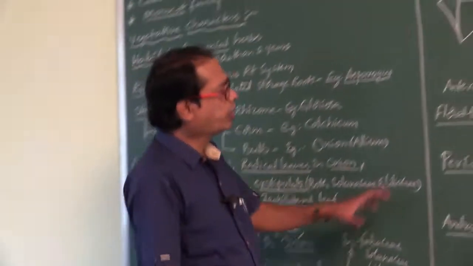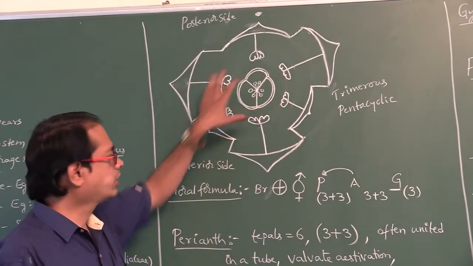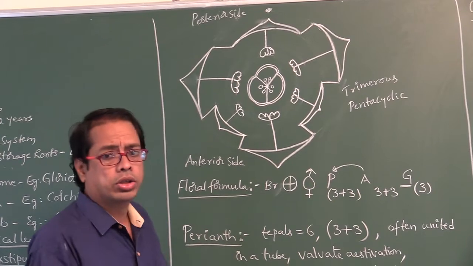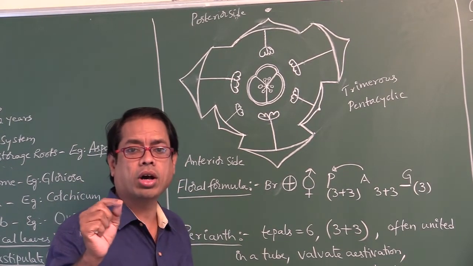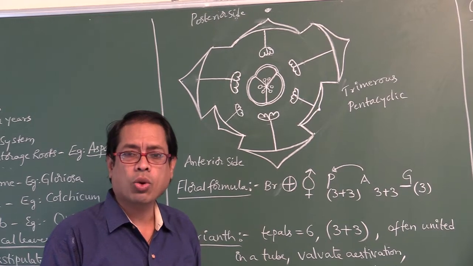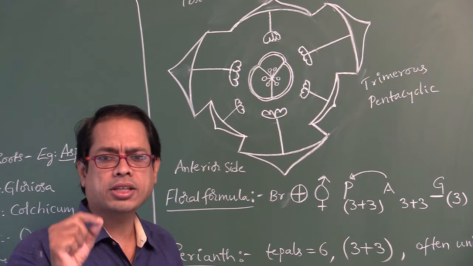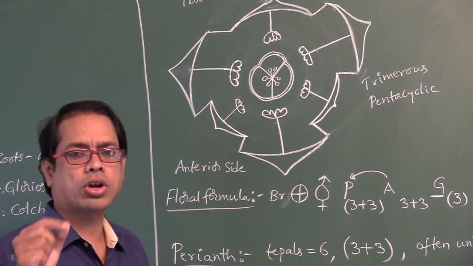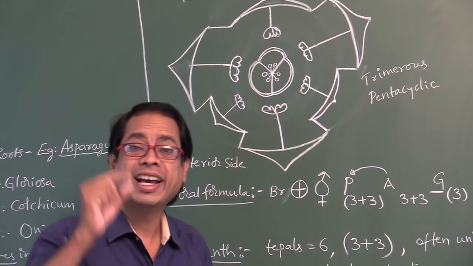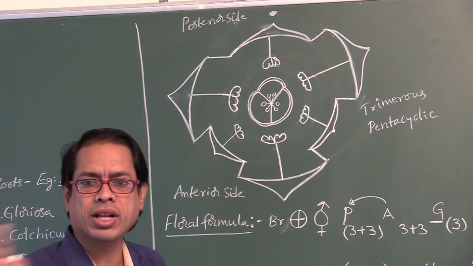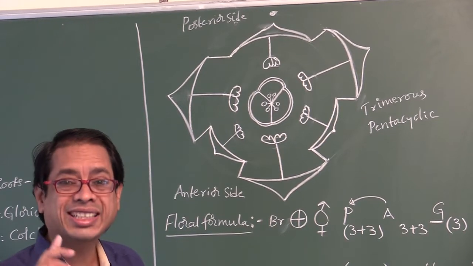Right. Now look at this, the floral diagram of Liliaceae. Here there are no sepals, no petals. Here we have to call it perianth. So if calyx and corolla are not distinct, if calyx and corolla are indistinct, it is so-called perianth. The individual members in perianth are called tepals. Don't say sepals, don't say petals. The individual members in perianth are called tepals.